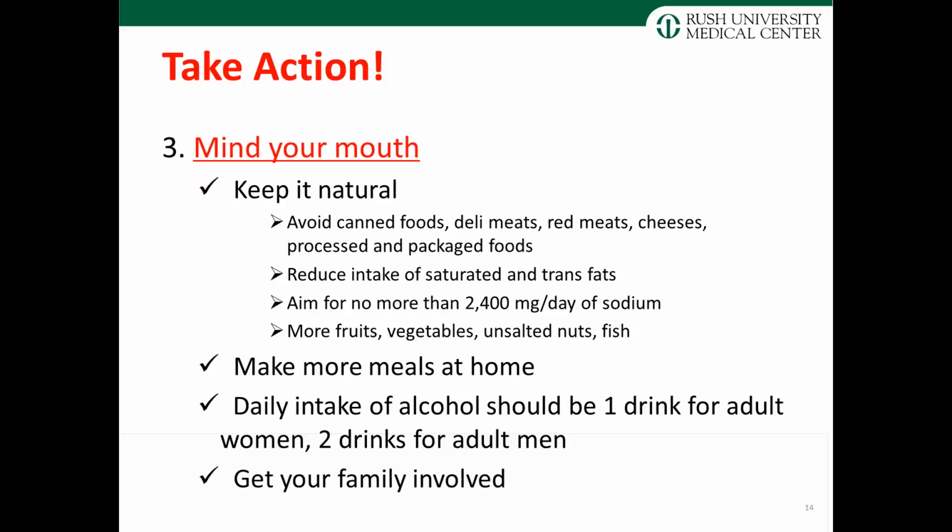And then get your family involved, because obviously if you're the only one in your household who is taking on all this, it might be a very hard plan to stick with. So trying to get some allies, somebody in your home or friends to go along for the ride with you would be very helpful.